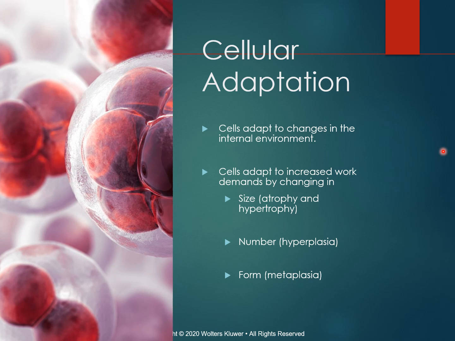Cells adapt to increased work demands by changing in size, and those are the cellular adaptations of atrophy and hypertrophy. We're going to talk about all of these. Cells can also adapt by increasing in number, which we call hyperplasia, or by changing in overall form, which we call metaplasia. Only when the stresses from the external environment overwhelm the cell, or the adaptations we're making are ineffective, can we start to see cell injury and cell death. We'll talk about that a little bit more.